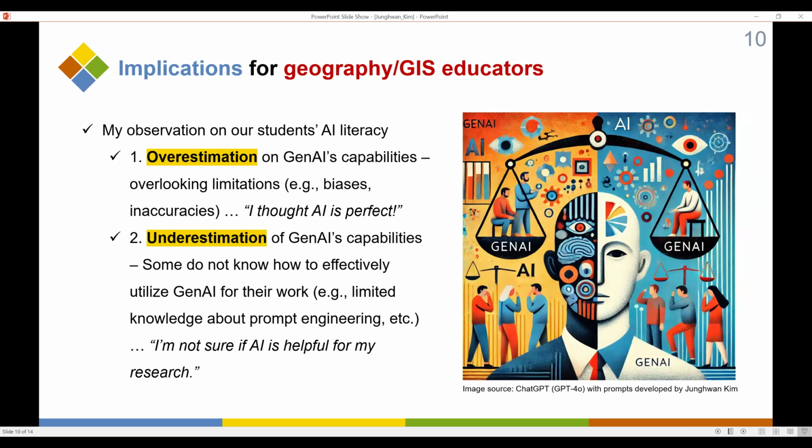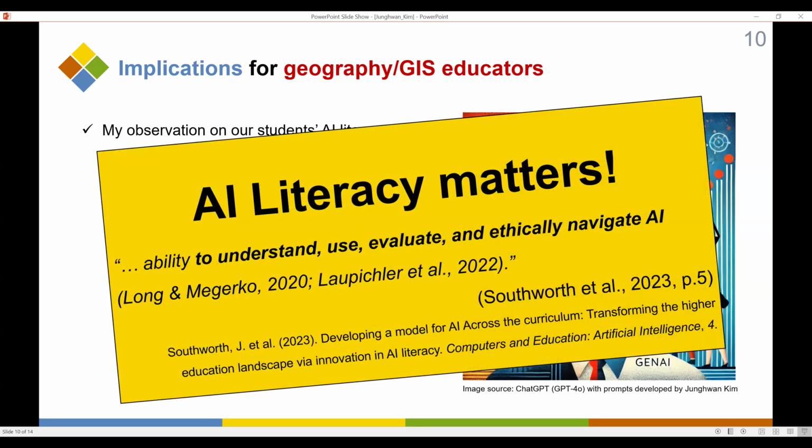So let's then briefly discuss implications for geography and GIS education. When I share my research findings with my students, overall, I found two reactions from students. Some students thought that AI was perfect, and they were surprised to know that AI could not provide responses for some reasons. Other students, on the contrary, think AI is less relevant to their work and are less interested in using it. Overall, this students' response led me to think about AI literacy of students.